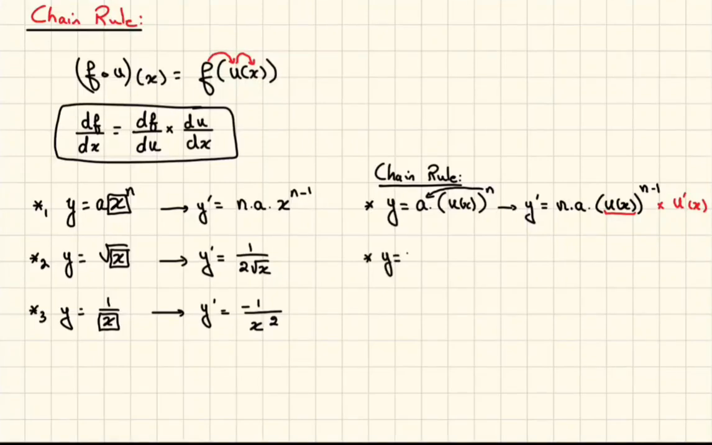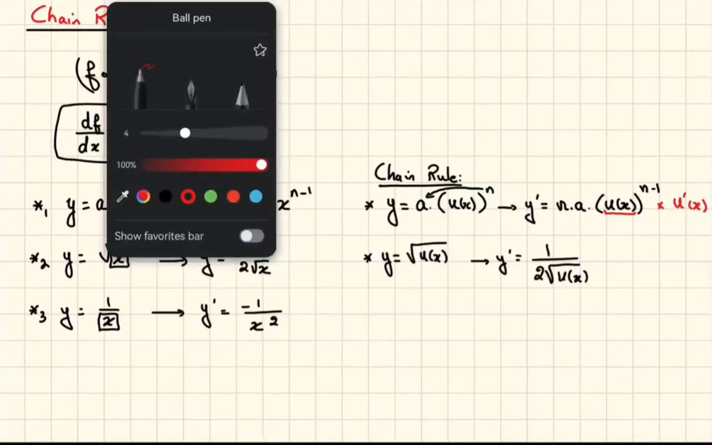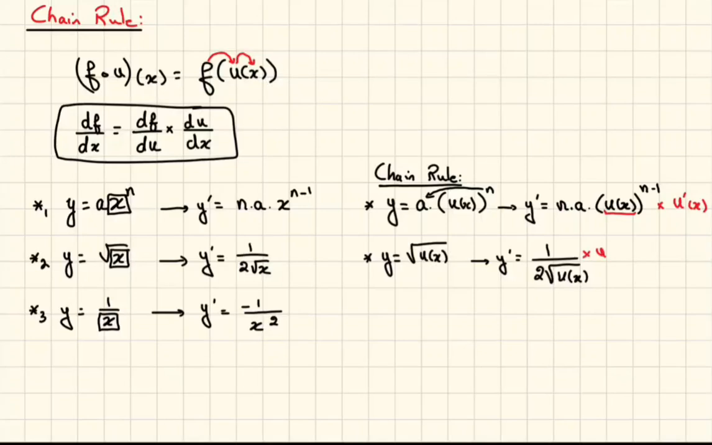The second one, if we have radical of u of x instead of x, then its derivative will be exactly the same as the previous one, but instead of x here we have u of x. Whenever we have u of x, I should multiply by u prime of x, the derivative of what is inside the radical. If you want to rewrite this, you can write it as u prime of x over 2 radical u of x. So I multiplied the 1 by the u prime.